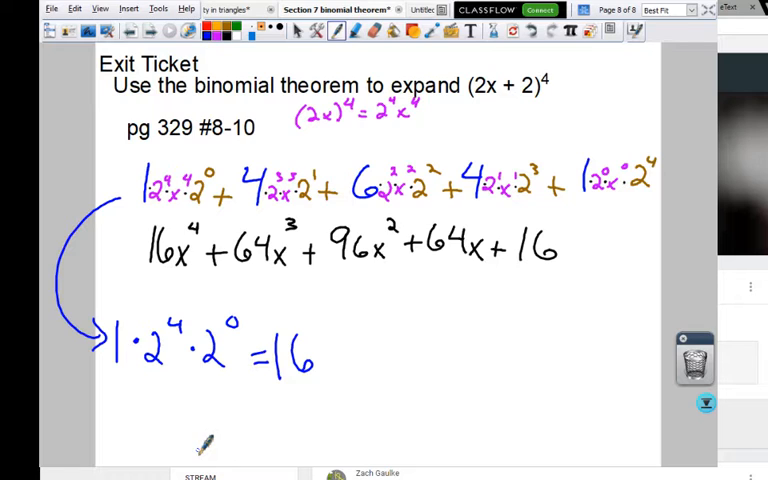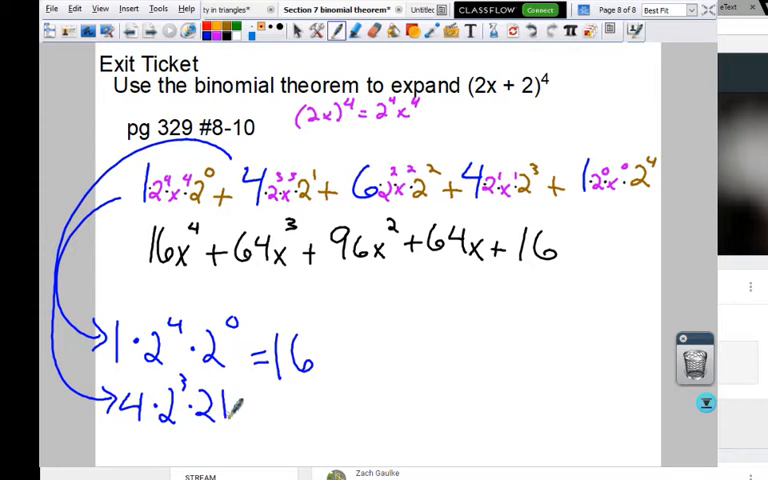I'm just doing it in my head to save time. You could plug this whole next one into Desmos too. So that would be 4 times 2 to the 3 times 2 to the 1. Plug it straight into Desmos, and you get 64. Times 2 to the 1. I'm tired.